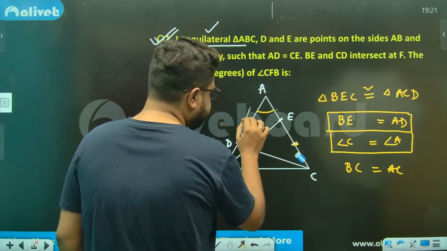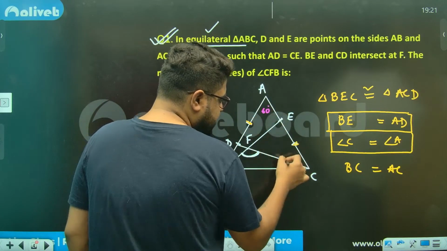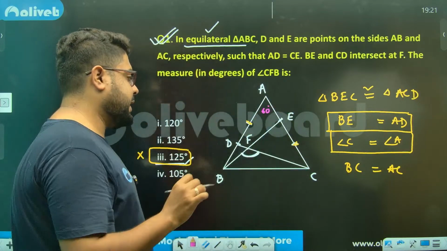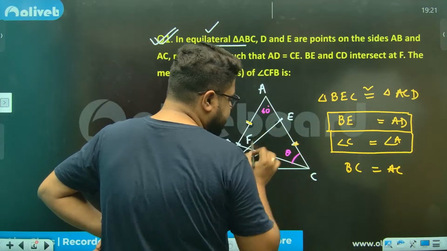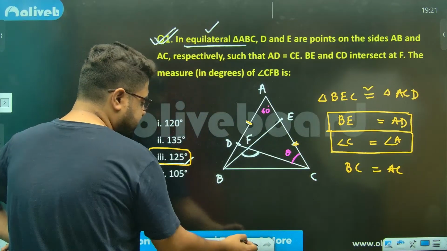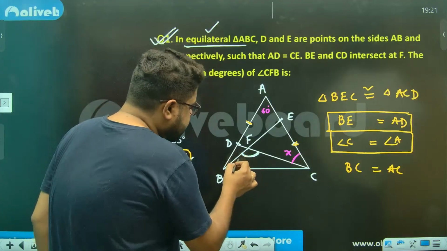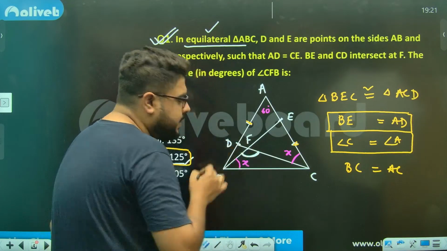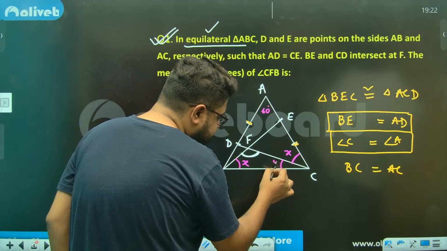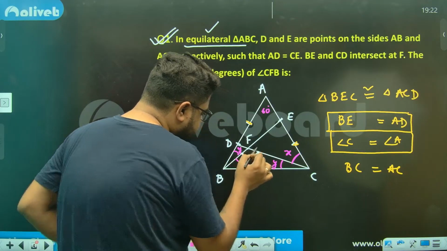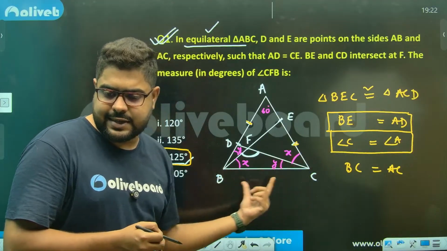Now I'll say this whole thing is 60 degrees. Whatever this angle is, let's say x, the same will be this angle. Similarly, if this is y, then this is also y, because in both these situations, x plus y is 60. Both these angles are 60 in total.